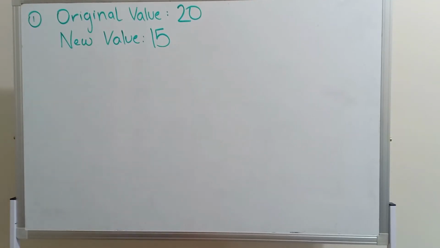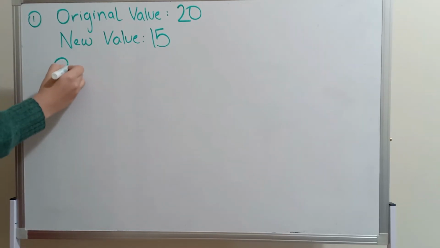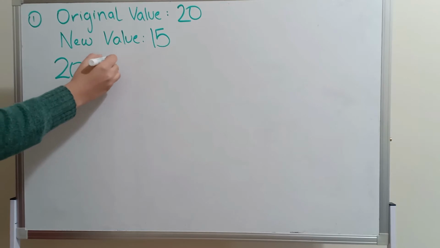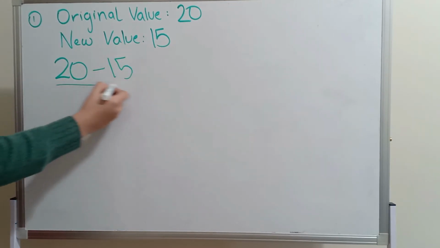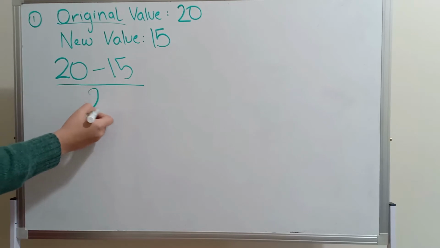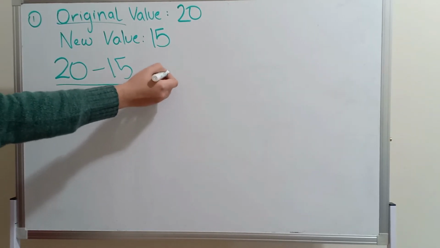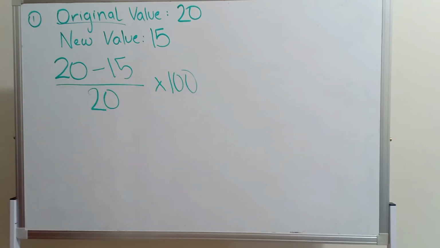So here we have our first question. We are given the original value and the new value. So now as we did in the formula just right now, let's find the percent decrease here. So we said that we are supposed to subtract the new value from the original value. So we put the original value first, which is 20, and then we subtract the new value, 15, and we divide it by the original value, which is 20. And in the end, we are going to simply multiply it by 100.